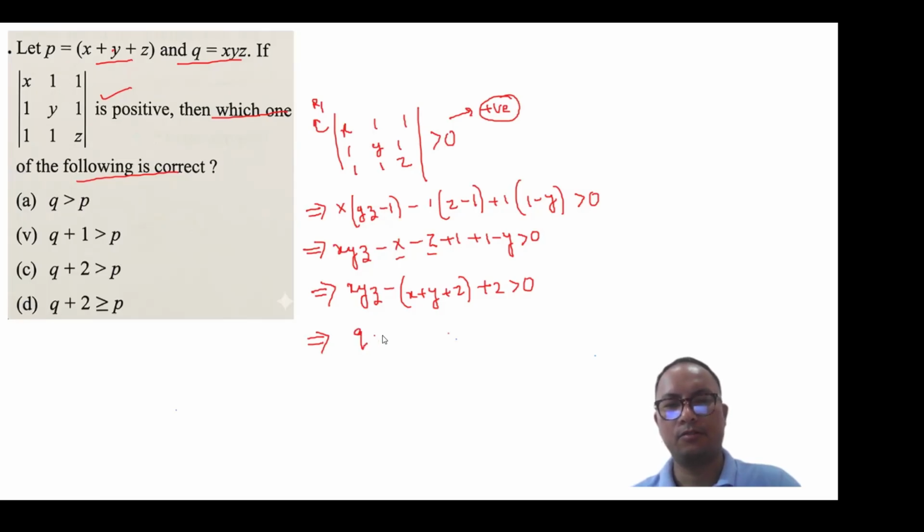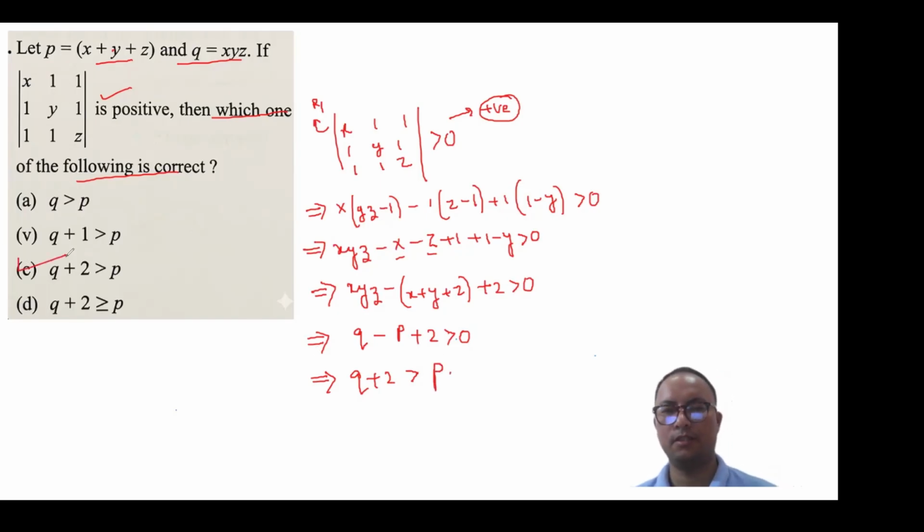It is q minus... That would be P, and plus 2 greater than 0. So this will be Q plus 2 is greater than P. So option C is the correct answer.